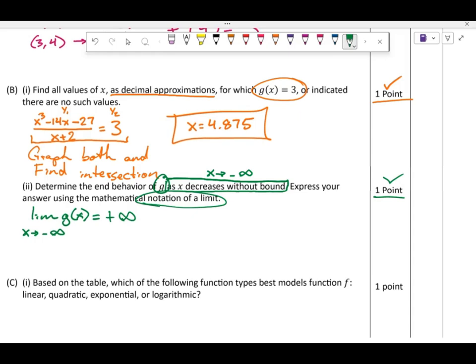Let's do part C. C I. Based on the table, which of the following function types best models function f? Linear, quadratic, exponential, or logarithmic? I want you to take your key concepts, open it up to the second page where we had determine an appropriate function type models, in the middle of the second page. All right, linear, what does it say for linear? First difference is constant. Quadratic, second difference. Cubic, it's not asking for cubic here.